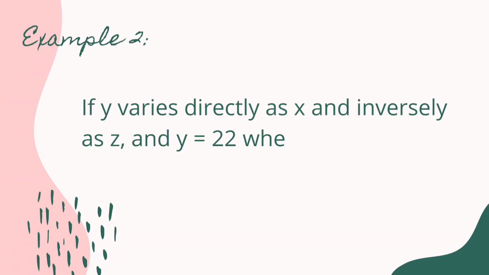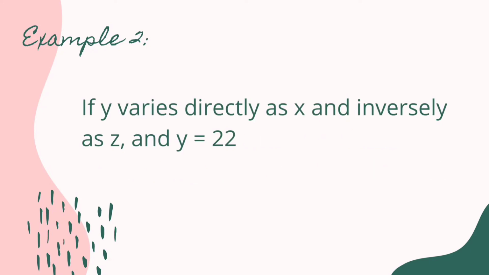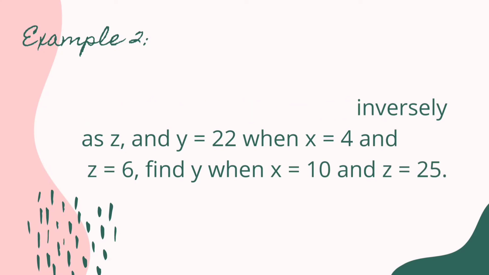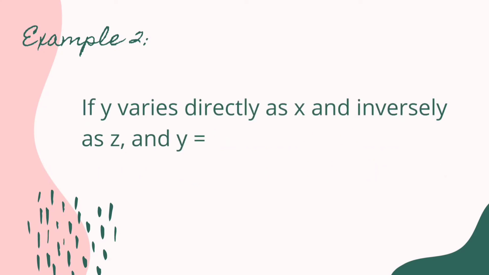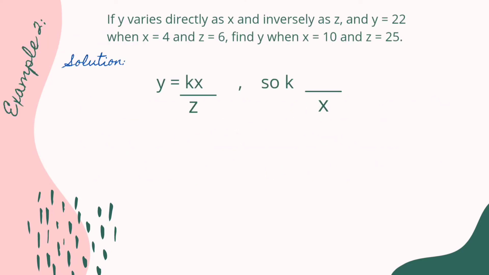Y varies directly as x and inversely as z, and y equals 22 when x equals 4 and z equals 6. Find y when x equals 10 and z equals 25. Since this is an example of combined variation, y varies directly as x. So, kung mapapansin ninyo doon sa ating solution, y equals k times x, si x po nasa numerator kasi varies directly siya, and inversely as z, kaya si z po nasa denominator.